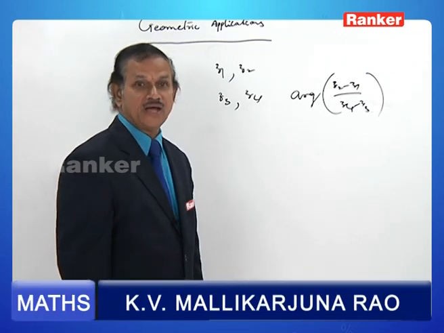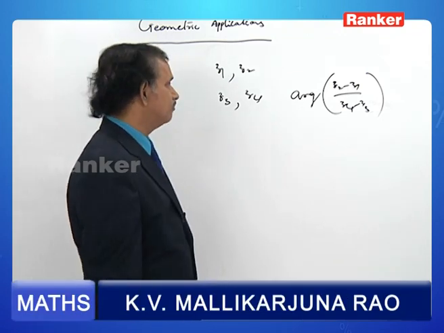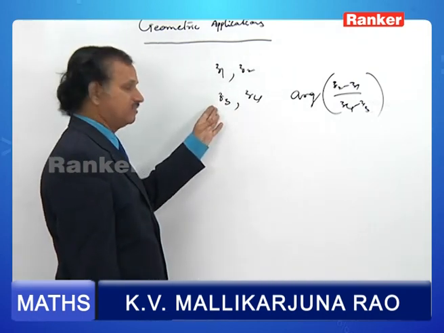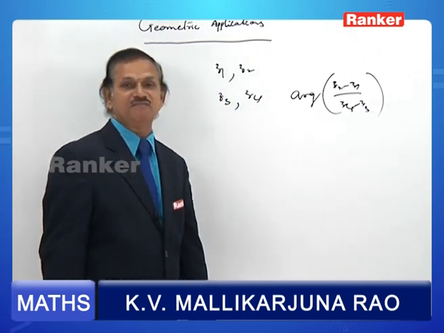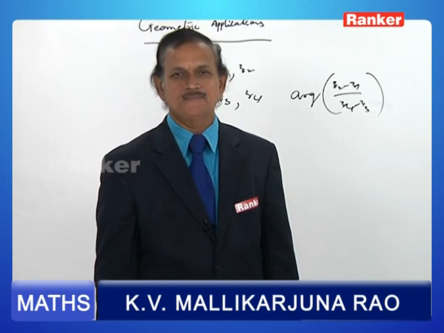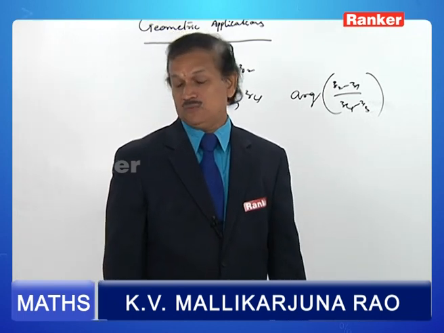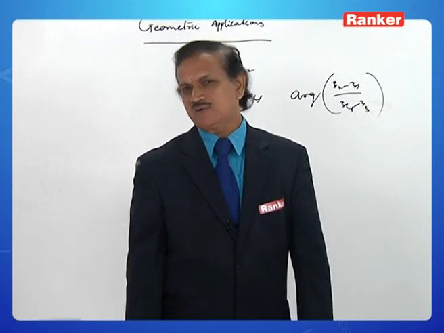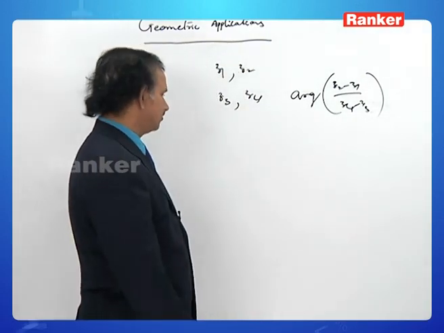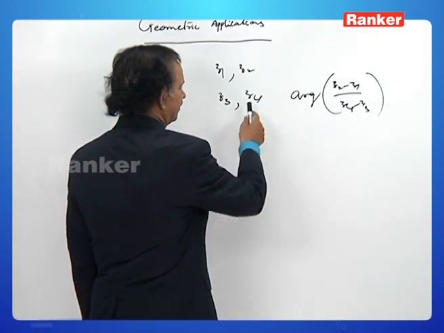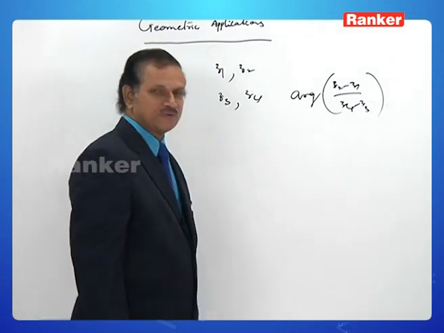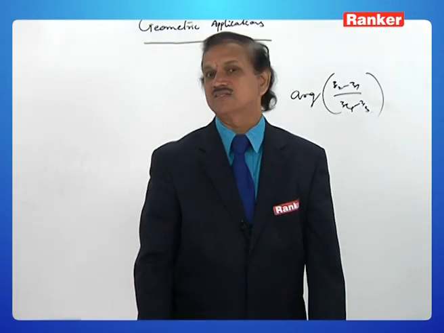This becomes 90. Moreover, mod Z2 minus Z1 is equal to mod Z2 minus Z4 is equal to mod Z4 minus Z3 is equal to mod Z3 minus Z1. Why? Because they are nothing but the sides of the square. All the sides are equal. Moreover, you can say one more thing also. In a square, the diagonals are also equal. What are the diagonals? Mod Z1 minus Z3 is equal to mod Z2 minus Z4. So the diagonals are also equal.